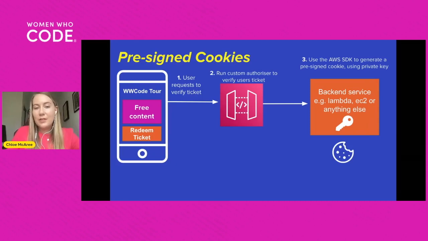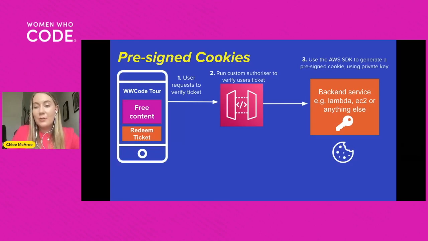So similar to the previous flow, we utilize API Gateway, which would be equipped with a custom authorizer to just verify that ticket. After verifying the ticket and identifying what attraction it is for, we would then leverage the AWS SDK again to generate a pre-signed cookie to all of the resources that we store for that attraction using our private key.